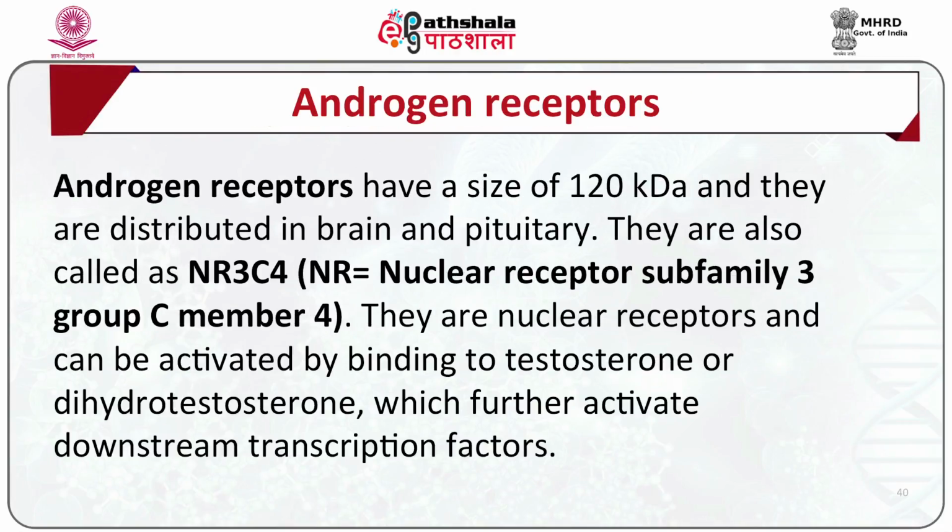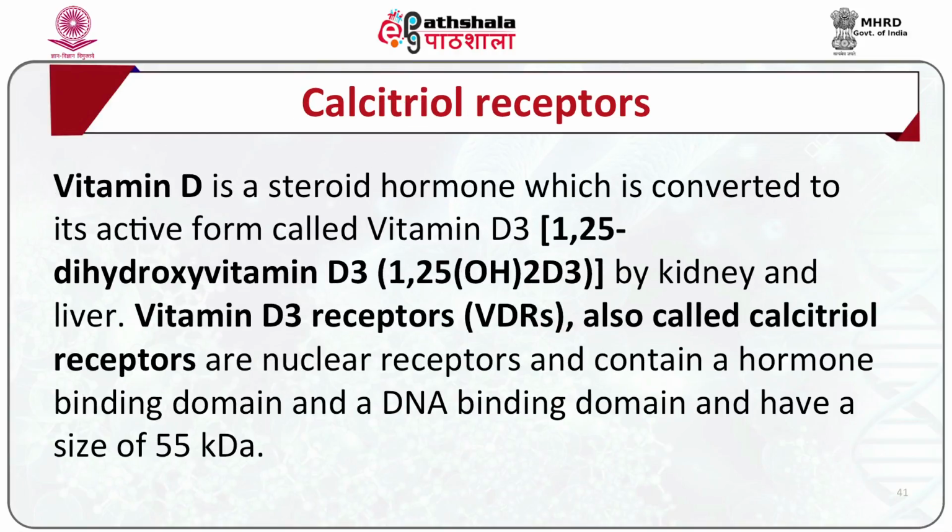Both these receptors share the same inhibitory domain, the DNA binding domain, ligand binding domain and the dimerization domains. Androgen receptors have a size of 120 kilodalton and they are distributed in the brain and pituitary. They are also called NR3C4. NR stands for nuclear receptor subfamily 3 group C member 4. They are nuclear receptors and can be activated by binding to testosterone or dihydrotestosterone, which further activates the downstream transcription factors.